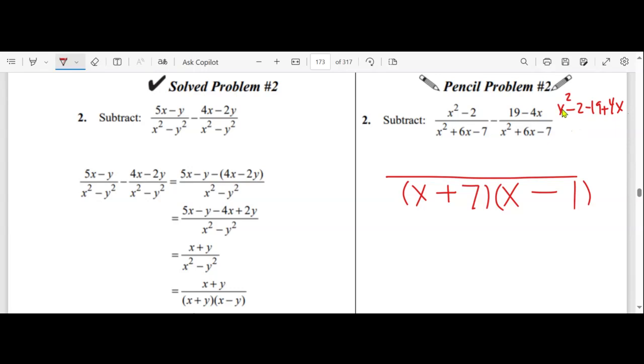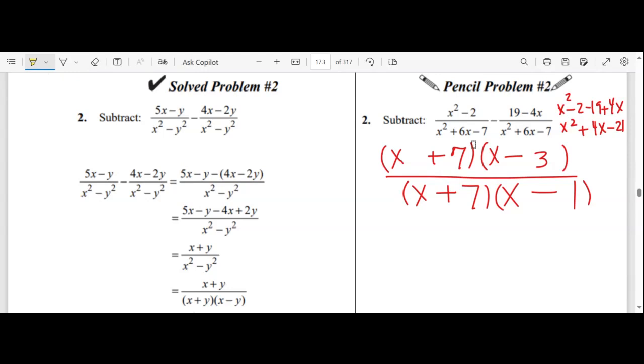So x squared plus 4x minus 21. Now 21 is what by what? 3 and 7. That's correct. Positive, negative. Positive 7, negative 3. That's correct.